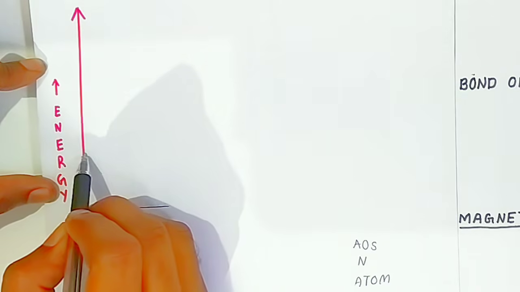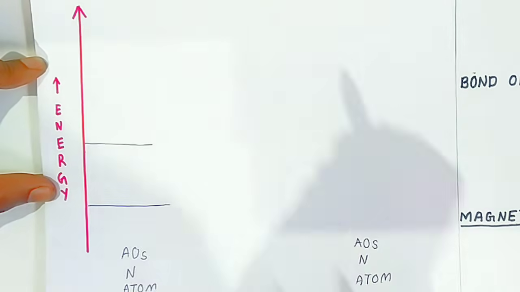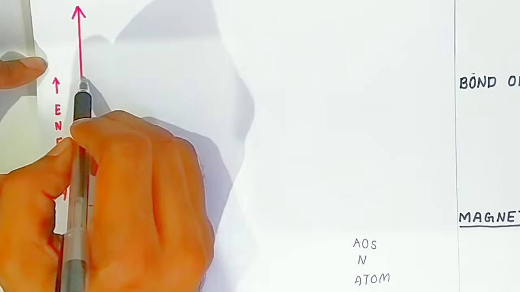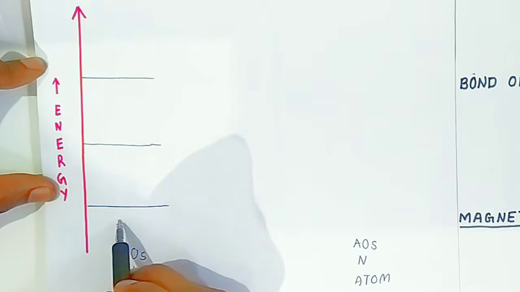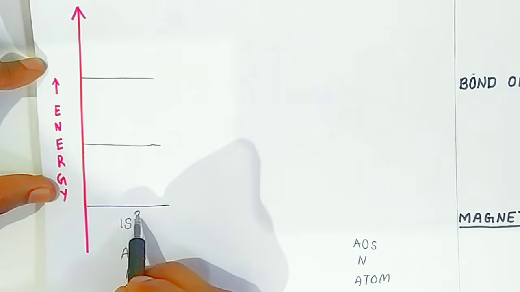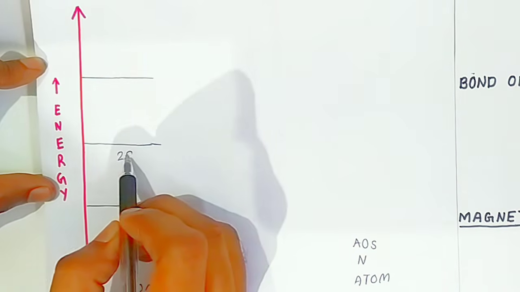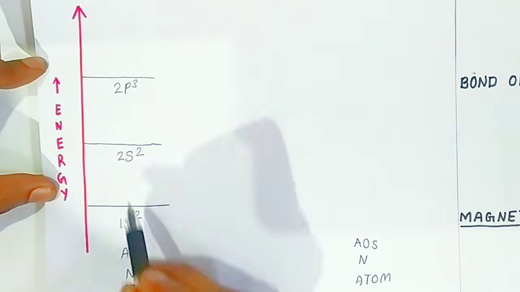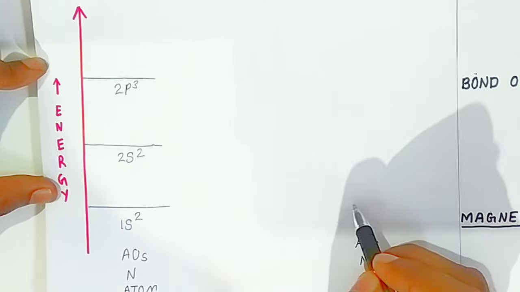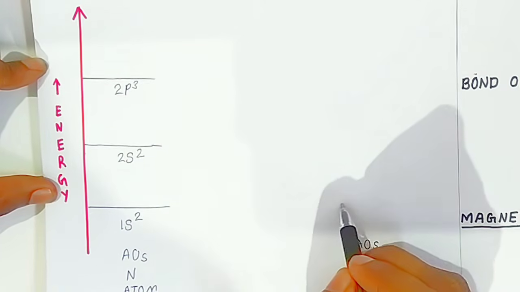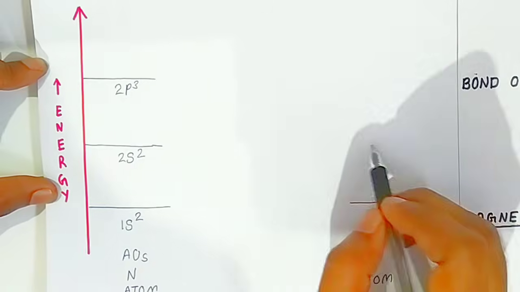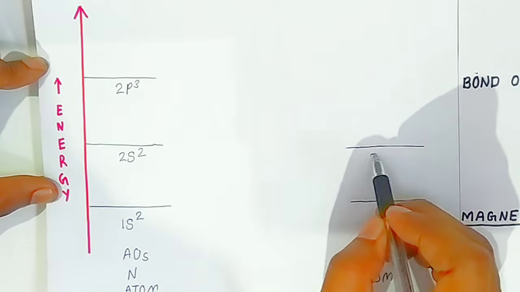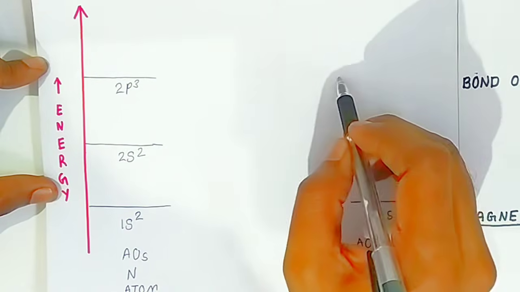2s energy level of 2s atomic orbitals will be present here, and 2p, energy of 2p orbitals. This is 1s orbital having 2 electrons, 2s orbital having 2 electrons, and 2p orbitals 3 electrons. So 1s2, 2s2, 2p3. Same thing students, because it is the same atom, the energy levels will be mostly equal like this. So this is 1s2, 2s2, which is similar to 2s2, and 2p3.